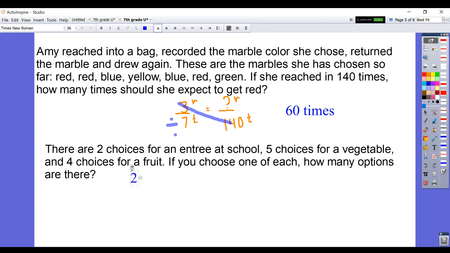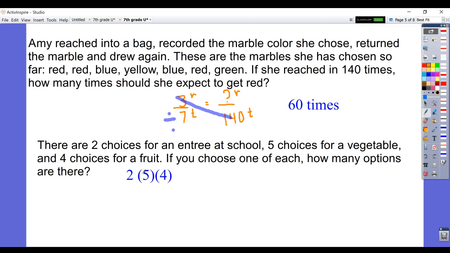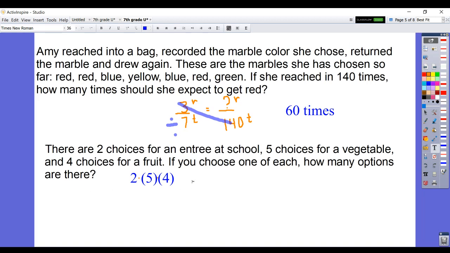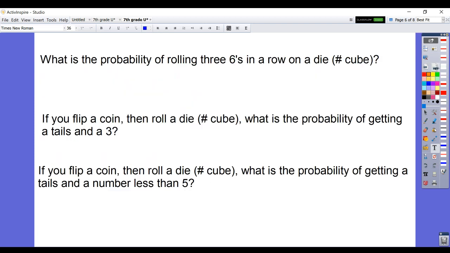We just recognize that there's 2 choices for the main dish times 5 choices for the vegetable times 4 choices for the fruit. Okay, so I can put raised dots in here for multiplication, or I could have moved this in and shown that they're all being multiplied that way as well. So 2 times 5 is 10, times 4, there are 40 options. Again, that is the counting principle. How many choices for this times how many choices for this times how many choices for this equals total number of options. What is the probability of rolling 3 6s in a row on a die or number cube?